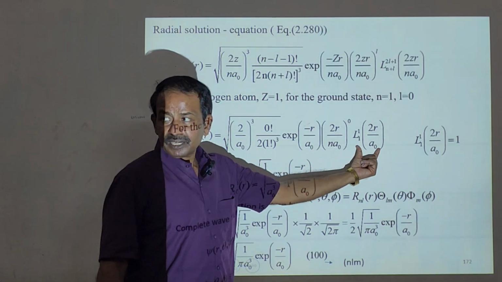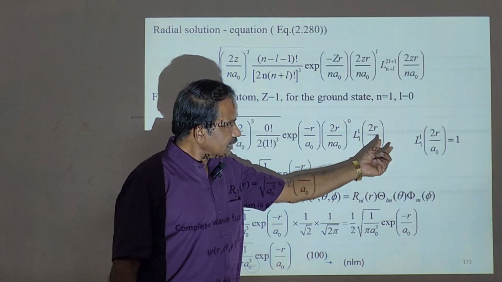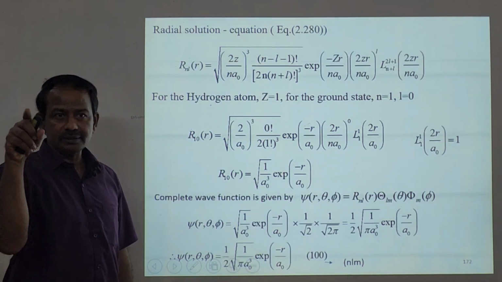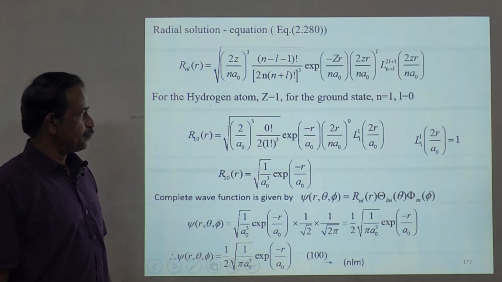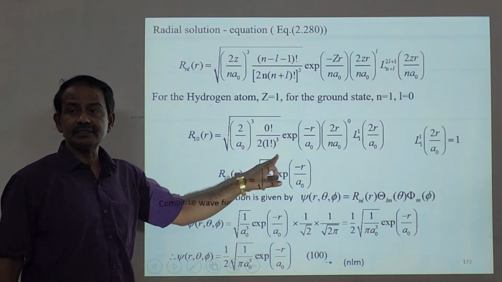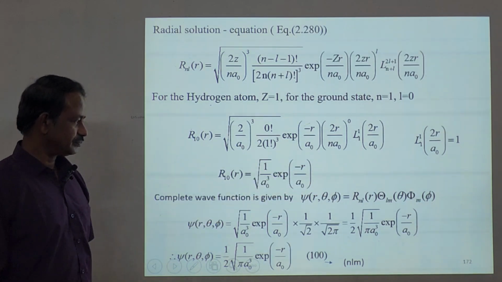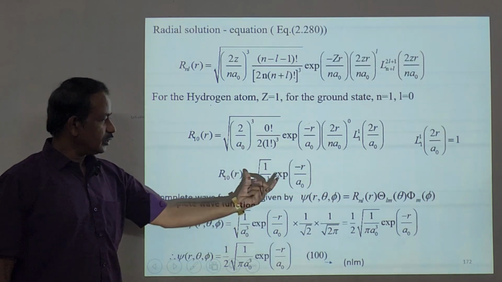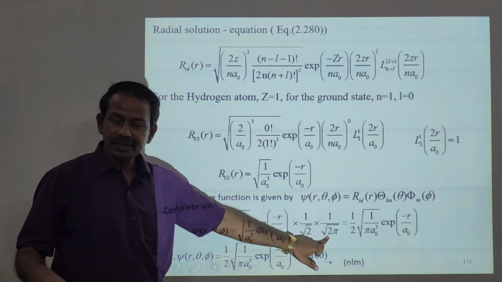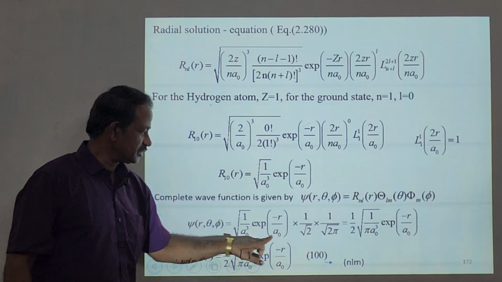So this is your Laguerre polynomial. The answer for the Laguerre polynomial will be 1, L of 1 equal to 1. You just simplify, and you will get exactly like this. The radial part is given by this expression. Radial part multiplied by theta part multiplied by phi part will give you this.